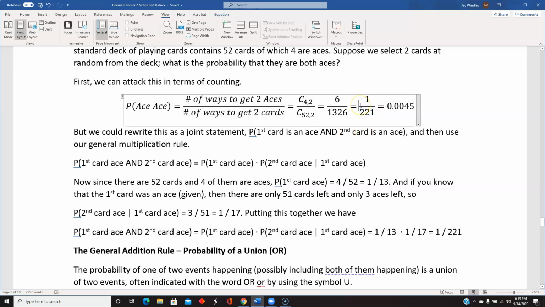So up here we did it by, I guess you would say, combinatorics and counting the number of ways that our event can happen, getting 2 aces, divided by the total number of things that can happen. And down here, I'm figuring out the same probability using our general multiplication rule. So that was a probability using the general multiplication rule.